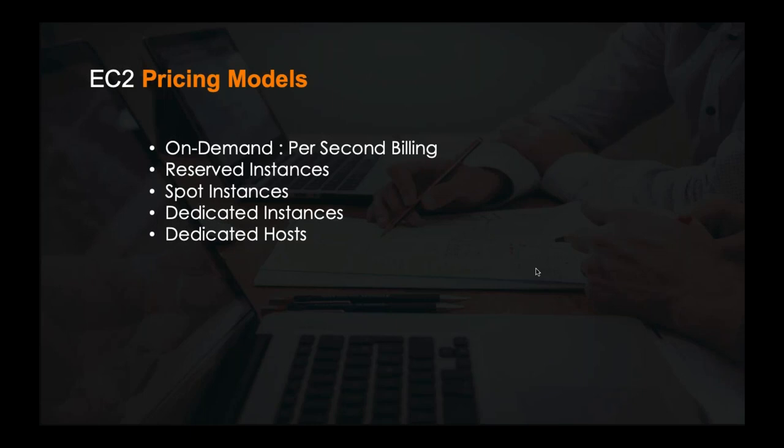Second comes reserved. A reserved instance comes with two conditions. You can go with a 1 year or 3 year term. If you are using a particular server for the next 1 year or 3 years, then this reserved instance will be useful. Now, when you go with a reserved instance, you get 40 to 50% discount on the on-demand price. Let's consider if the on-demand price is currently $1 per hour, then with a reserved instance you will get it at 0.40, 0.50, anywhere in that range. So you should go with the reserved instance for the production servers.